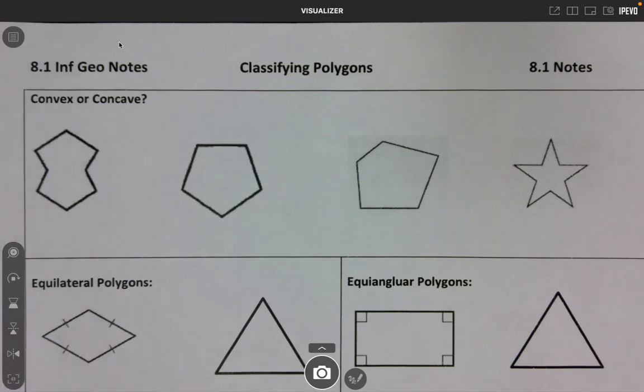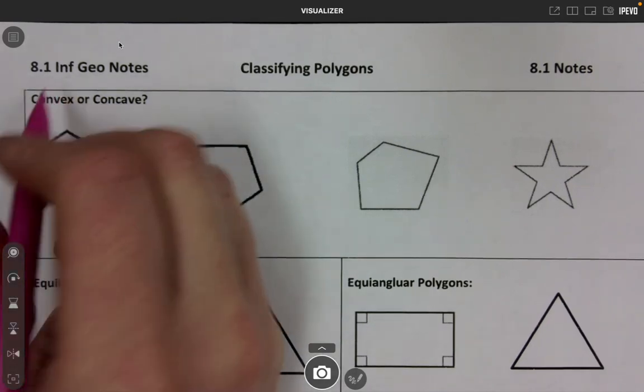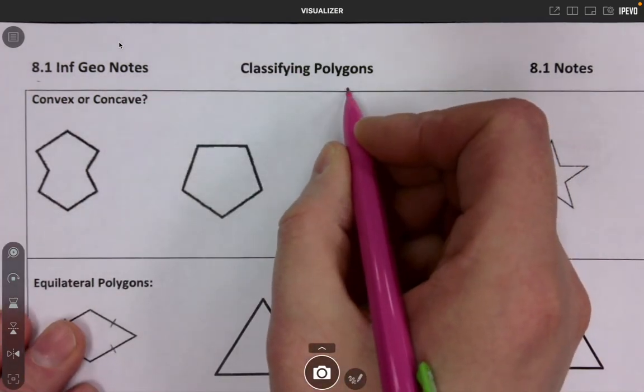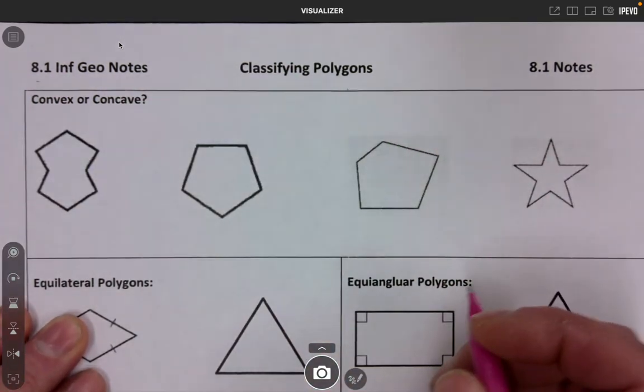Class, these are our informal geometry notes. We're starting chapter 8, so this is our first section, 8.1. We are learning about classifying polygons. So some of this will be review.